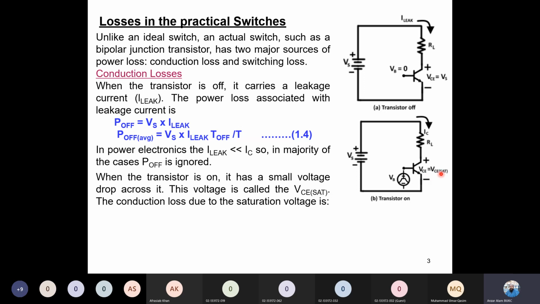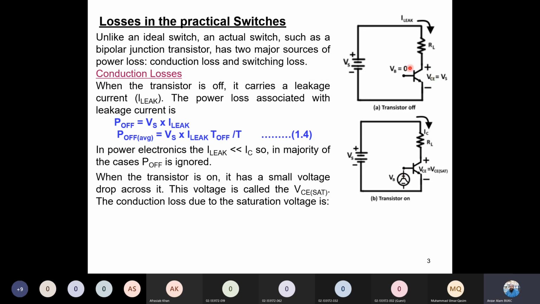And this voltage is known as collector to emitter saturation voltage. So what we know, when this transistor is on, we have voltage across this one, and because this is on, we also have a big amount of collector current. So there will be a power across the switch.